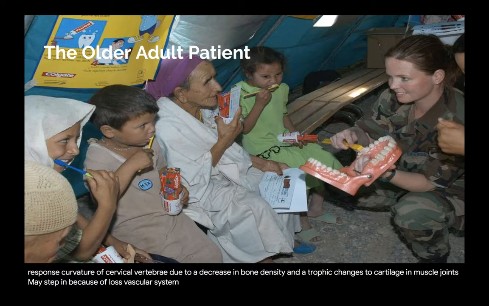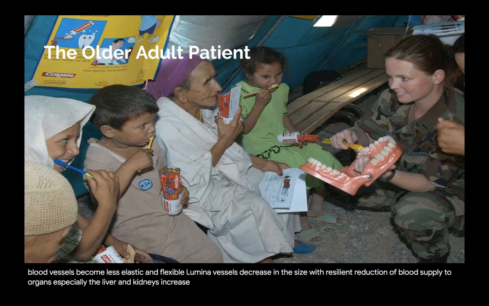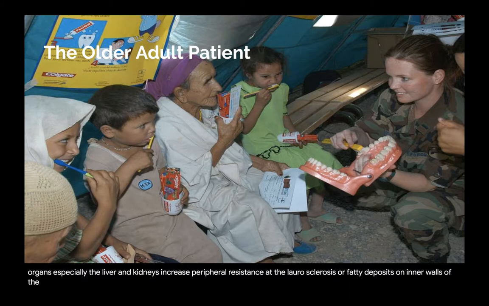Cardiovascular system. Decline in cardiac output, minimal increase in the size of the left ventricle wall. Blood vessels become less elastic and flexible. Lumen of vessels decrease in size with resultant reduction of blood supply to organs, especially the liver and kidneys, and increased peripheral resistance. Atherosclerosis, or fatty deposits on inner walls of the arteries, is associated with aging, diet, smoking, and lack of exercise.